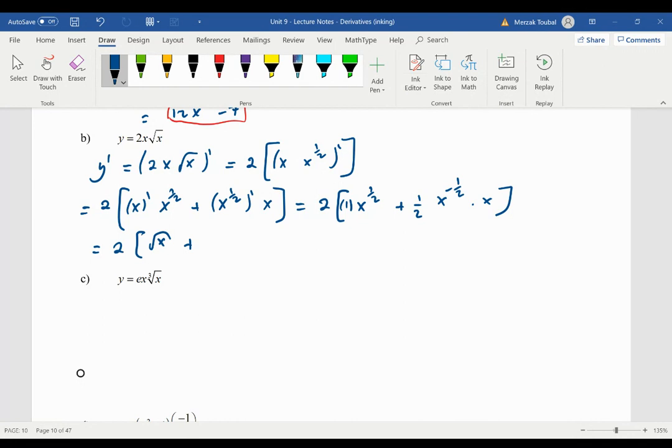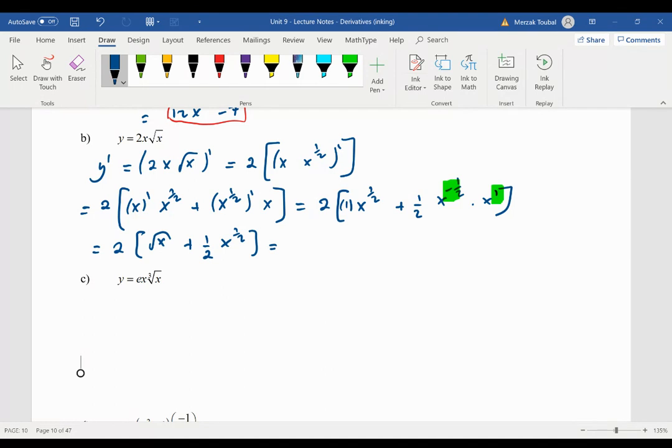If you add the exponents, this x is to the power of 1. I don't want you to confuse the 1 with the derivative, so I just added the 1 there. So this exponent is 1, and that's negative 1/2. So you add the exponents, which will be 1/2, because 1 minus 1/2 is 1/2. So far we have 2 bracket square root of x plus 1/2 x to the 1/2.